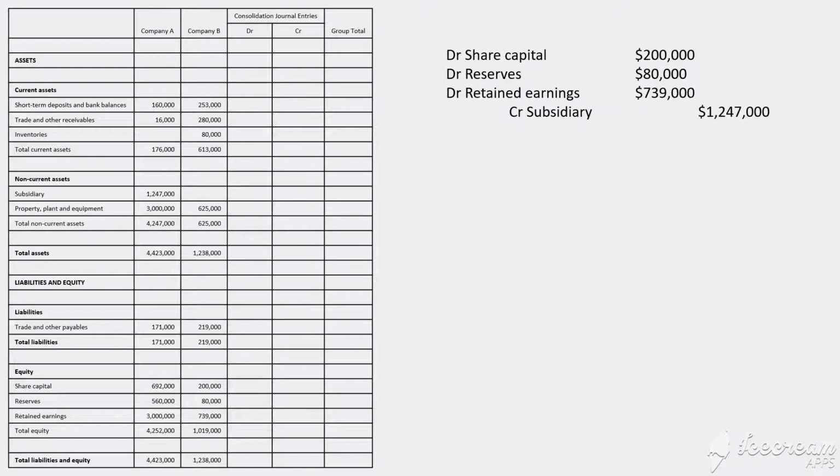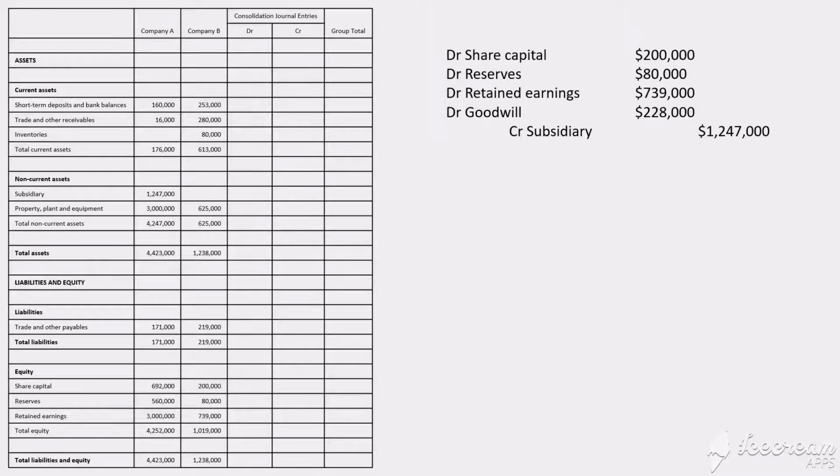The total debits does not equal total credits. The fair value of net assets acquired is $1,019,000, referring to the total equity figure in the subsidiary's financial statement. The $1,247,000 cost of investment exceeded the fair value of net assets acquired. The difference is what we call goodwill. So we will insert a plug figure, goodwill, to force the debits and credits to be equal.